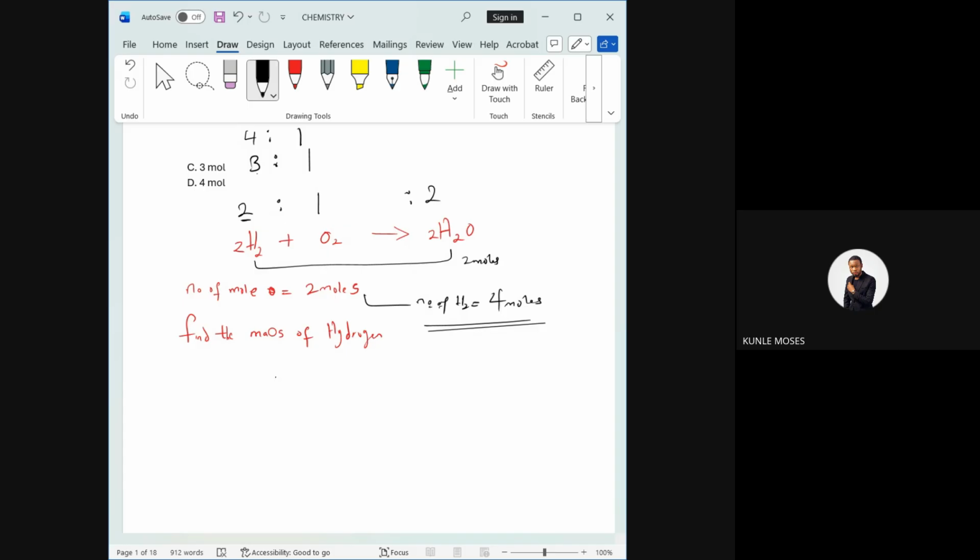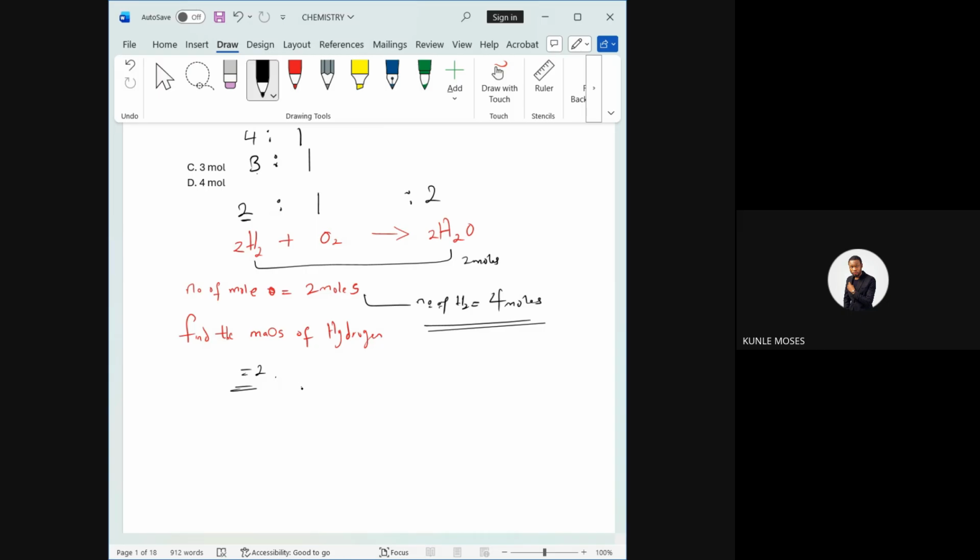Then now we have to find the mass of hydrogen. Now that we know the number of moles of hydrogen, we have to find the mass of hydrogen. So check the formula here. The hydrogen is H2. That's 1 times 2 will give us the molar mass. So the molar mass of hydrogen is 2, right?